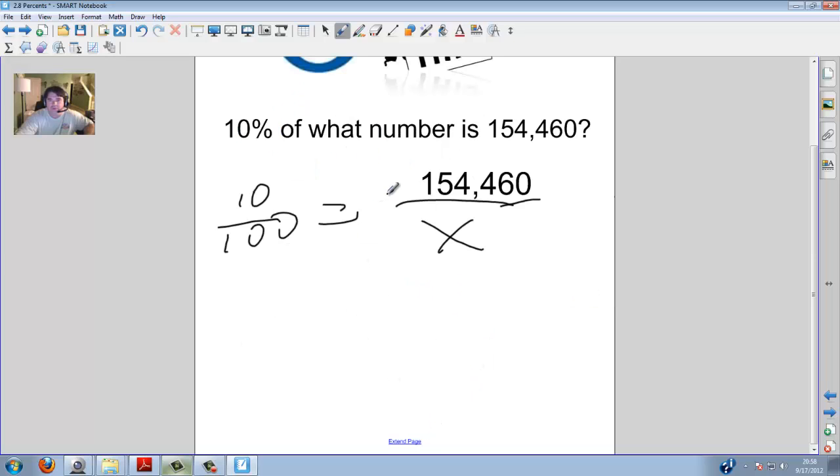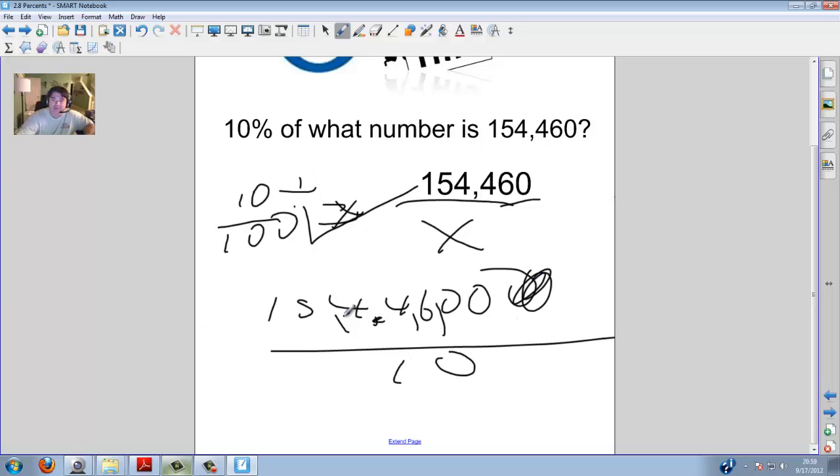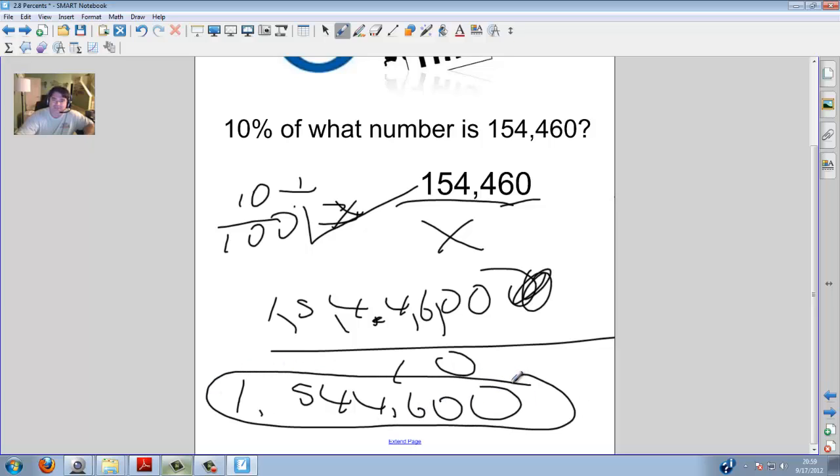But let's go ahead and do it anyway. Now that I've messed it up, 154,460 times 100. 2 more zeros. Comma, comma, so now I have 15,446,000 divided by 10, so times, divide. When you divide by 10, just cut a 0 off. So comma, comma, and now I really have 1,544,600.